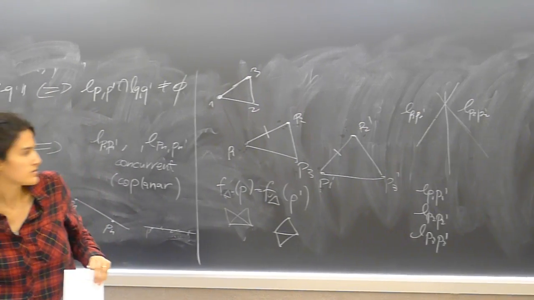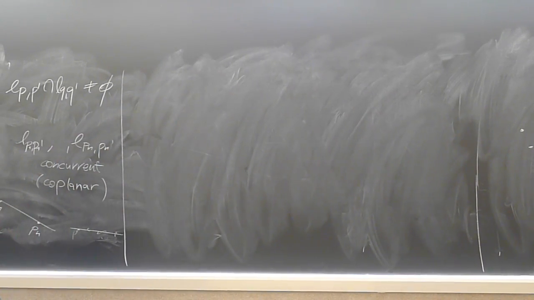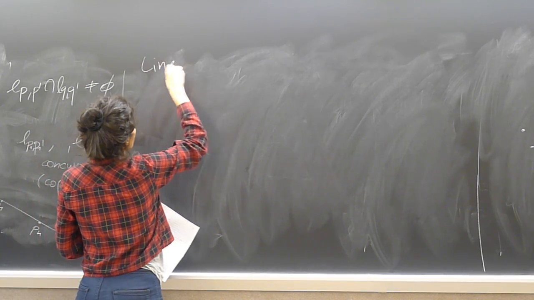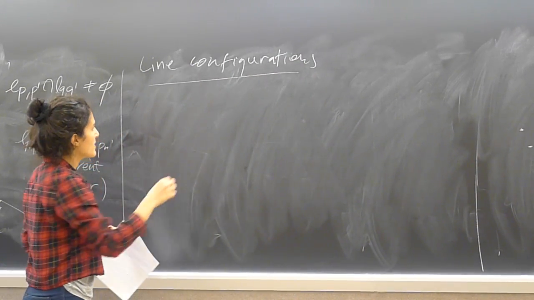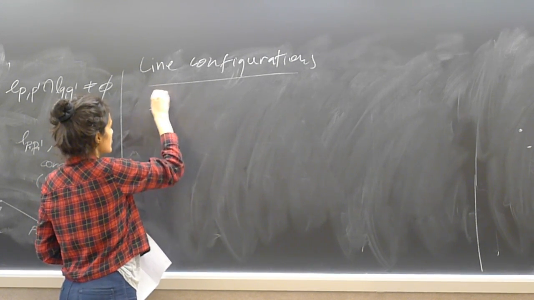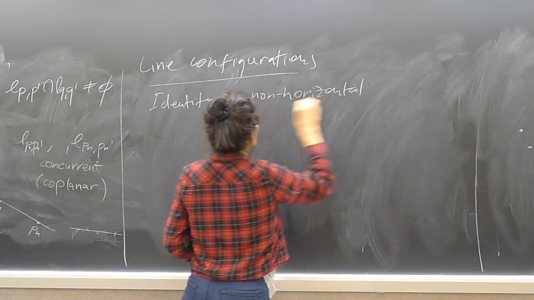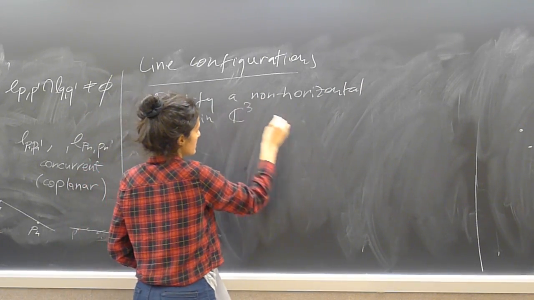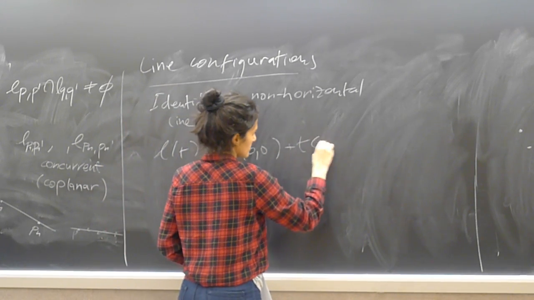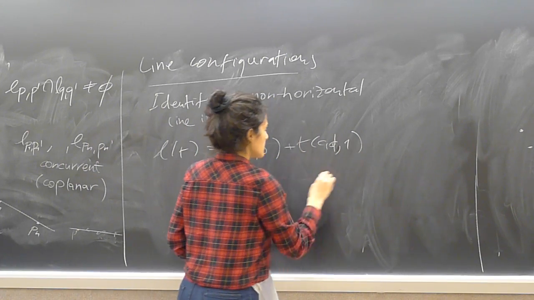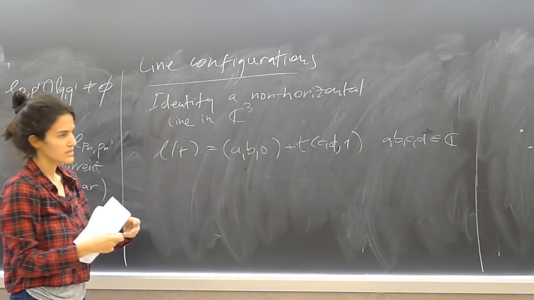Okay, so this one, let's try to state something more formally. Let's consider a configuration. A non-horizontal line in R3, I can identify, sorry, in C3. So if we have a line, we can parameterize it this way. So we can just identify such a line with a point in C4.